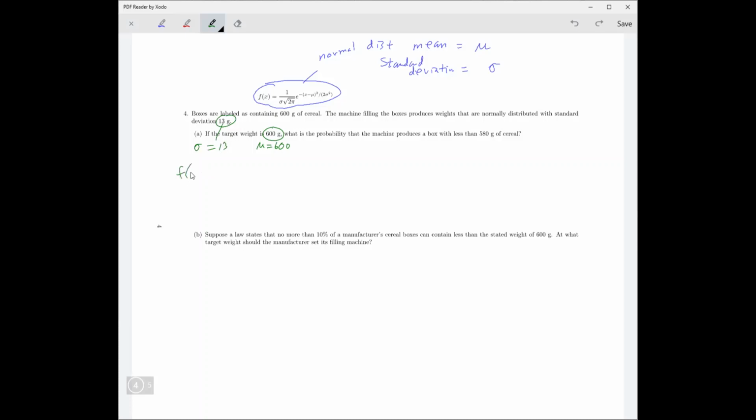So the normal distribution that we're talking about is this one. It's 1 over 13 times the square root of 2 pi, and then e, let me write this e bigger, e raised to negative (x minus 600) squared over 2 times 13 squared. Yeah, like that.